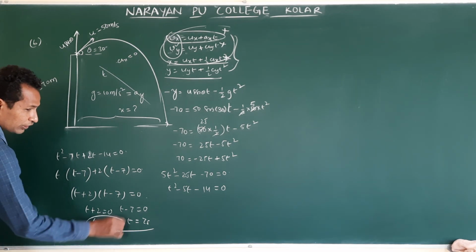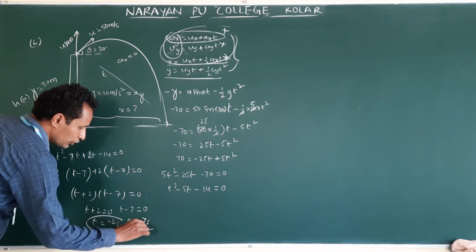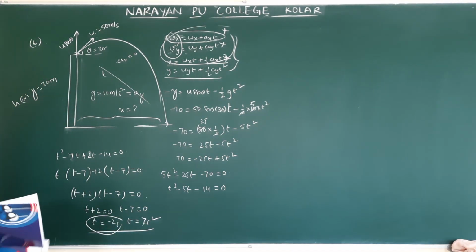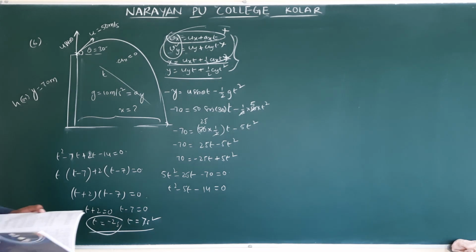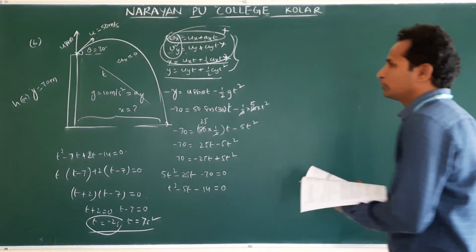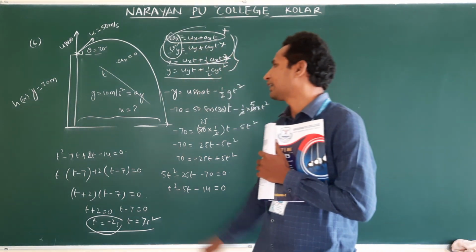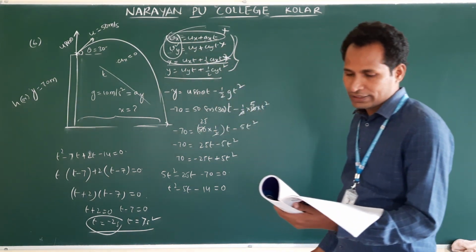For time there is no negative, we do not take time in negatives, we take only positive. So how many seconds? It takes 7 seconds to reach the ground. Here we have the third option. Clear? So we need to understand the question first and select the suitable equation for the given data. Then proceed, you will get the answer.